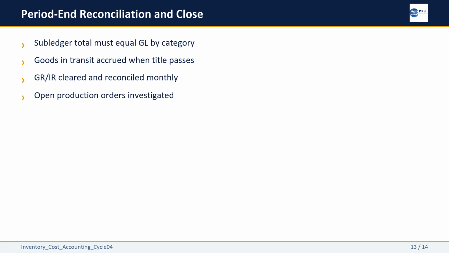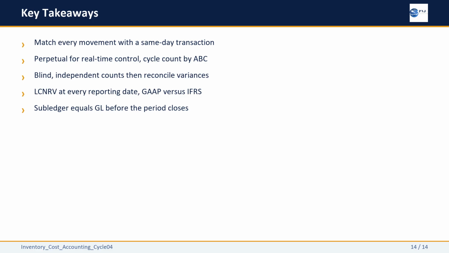Let us bring it together. Every physical movement is matched by a same-day system transaction, with consignment tracked separately and FIFO enforced at the picking face. Perpetual systems give you real-time control, and cycle counting by ABC classification catches errors within weeks. Counts must be blind and independent, and every variance outside tolerance is investigated before any adjustment is posted.